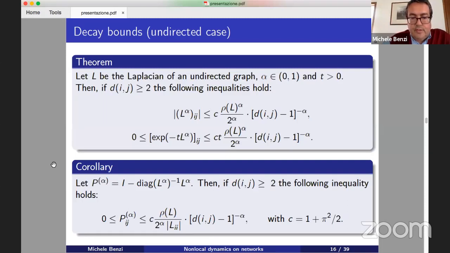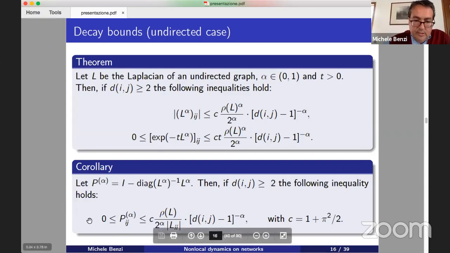We can also use these estimates to bound the entries of the stochastic matrix that defines the random walk associated to the normalized fractional Laplacian. The entries of P alpha, of course, are real numbers between 0 and 1 because it's a stochastic matrix. So the bound is, again, some constant and the same type of power law decay. This constant C is given by 1 plus pi squared over 2. This bound should be read in the sense that the right-hand side should be taken to be the smallest between 1 and whatever we see on the right-hand side.